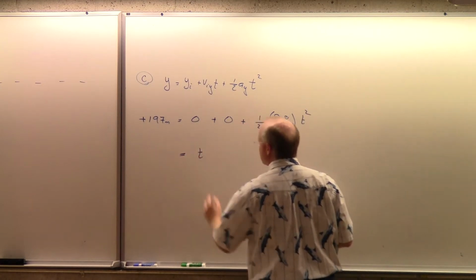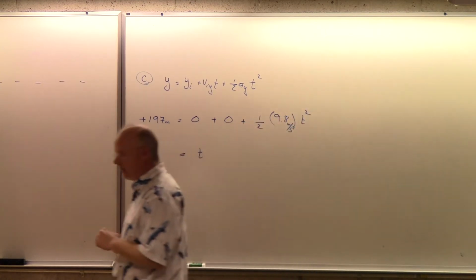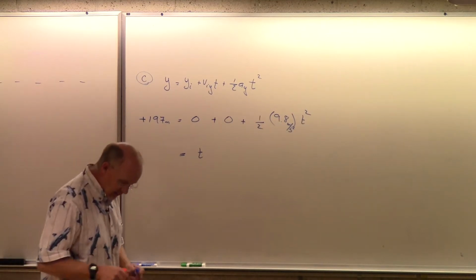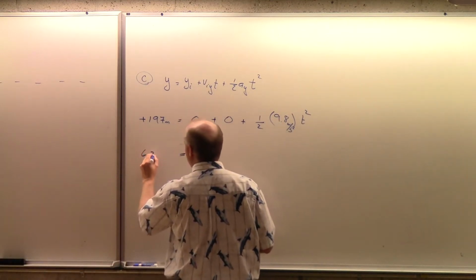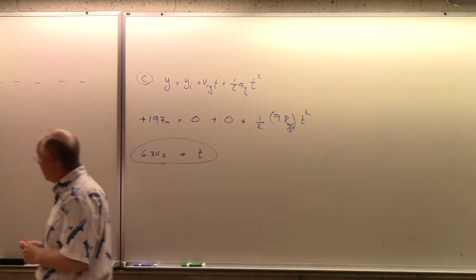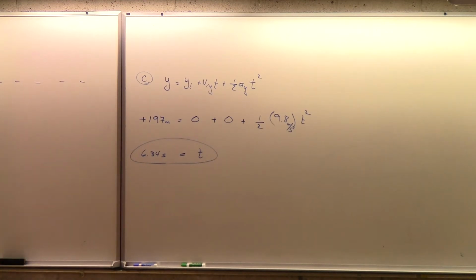And so that's what I was saying. I think C will be an easier problem to do first because it only has vertical motion. Vertical motion gives us time. We know all those, and so here's just one equation and we can solve this. Taking 197 and multiplying it by 2, dividing that by 9.8, taking the square root, gives me about 6.34 seconds. So 6.34 seconds is that time frame of it falling down. As it says, how long did it enjoy this free fall? So just over 6 seconds.